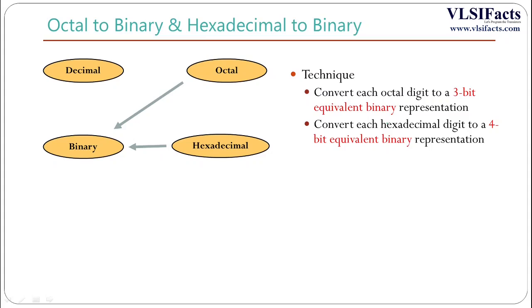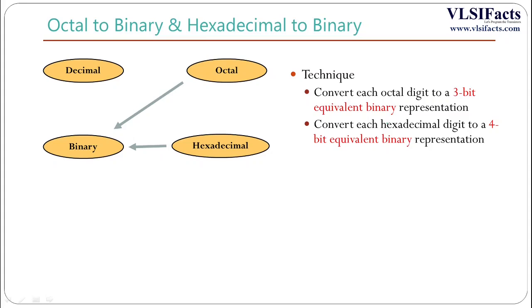Now just for your information, each octal digit should be represented by a 3-bit binary because 8 is equal to 2 to the power 3. Similarly, for a hexadecimal number, each digit of hexadecimal number should be represented by 4 bits of binary because 16 is equal to 2 to the power 4.